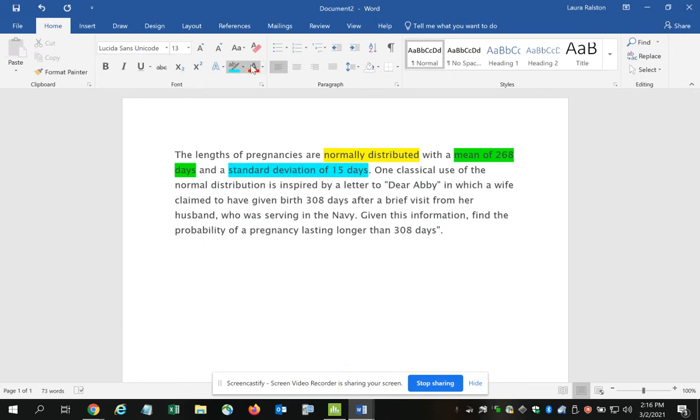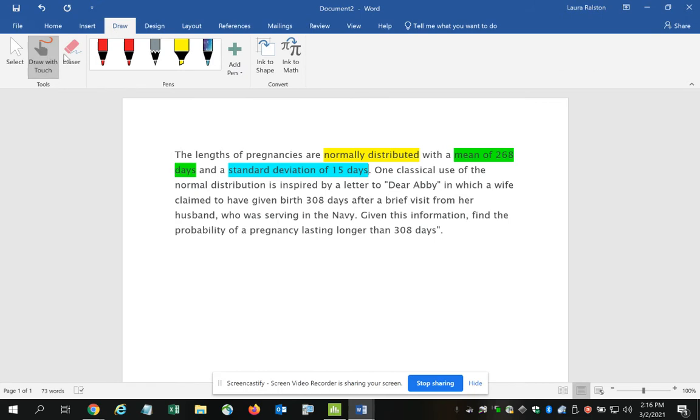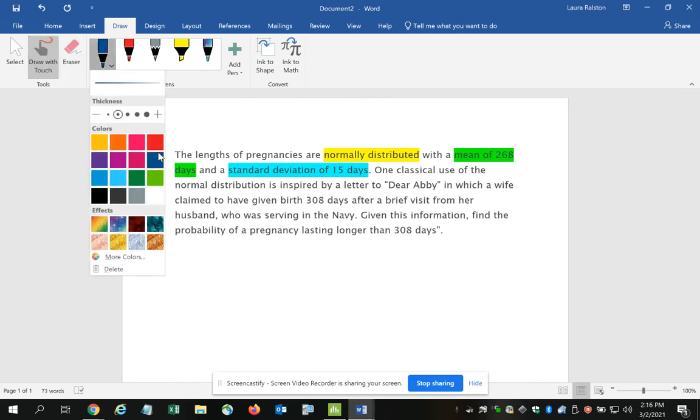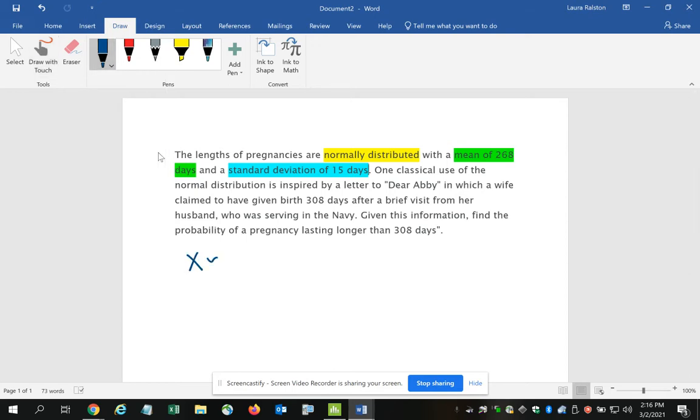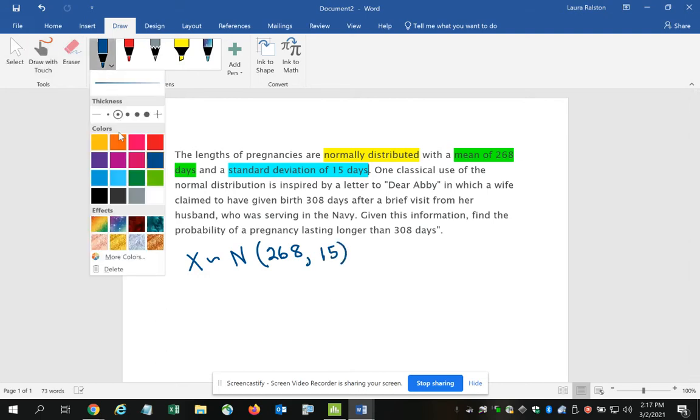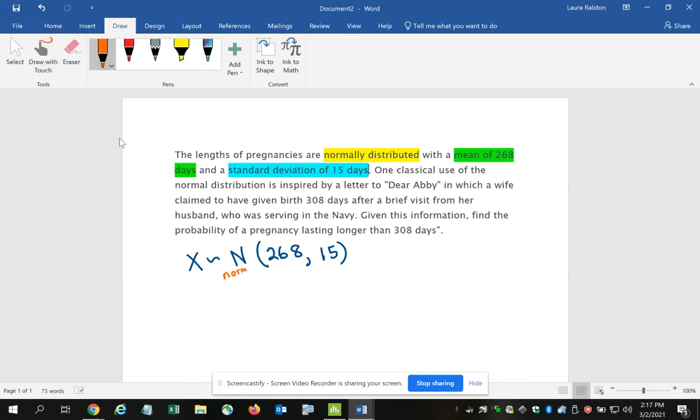So if we write this in the fancy-dancy notation that is sometimes used in statistics, we would say that our variable, which is x, is approximately normal with a mean of 268 and a standard deviation of 15. Again, that's the shorthand notation that you may see. The N stands for normal, which hopefully makes sense because normal starts with N. The first number in the parentheses is your mean, and the second number is the standard deviation.